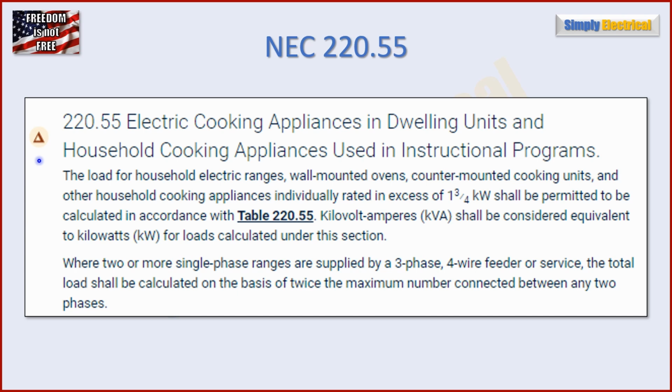So let's go ahead and read this text. 220.55, electric cooking appliances in dwelling units and household cooking appliances used in instructional programs. All right, so the load for household electric ranges, wall-mounted ovens, counter-mounted cooking units, and other household cooking appliances individually rated in excess of 1 3/4 kW shall be permitted to be calculated in accordance with table 220.55. Kilovolt amperes, kVA, shall be considered equivalent to kilowatts for loads calculated under this section.